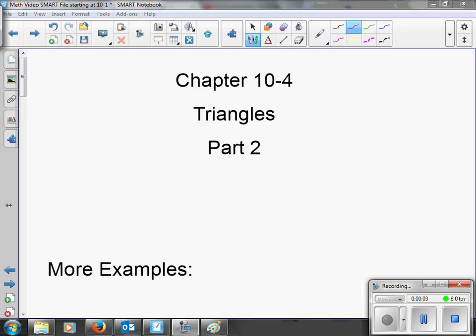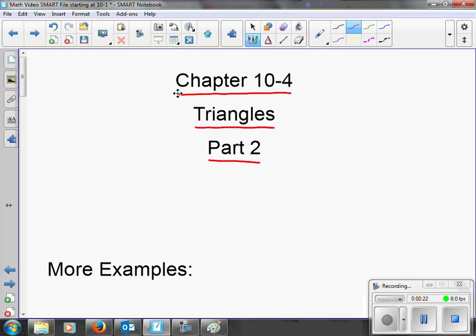Okay, in this video, we're looking again at triangles. So you have that St. James heading at the top. You then write chapter 10, section 4 underneath that. We're still looking at triangles, so it's part 2. Everything underlined in red, nice and neat.